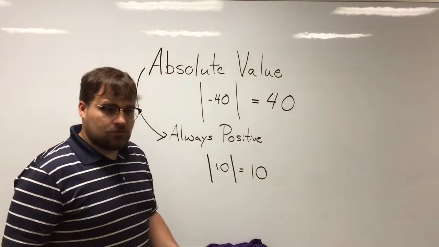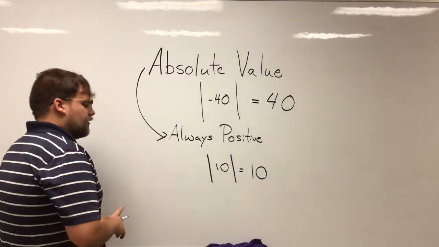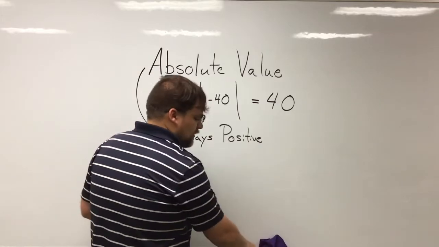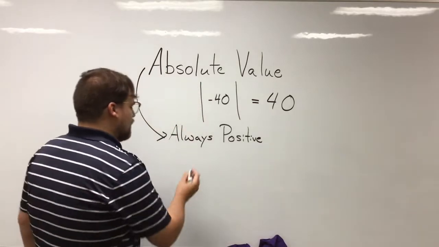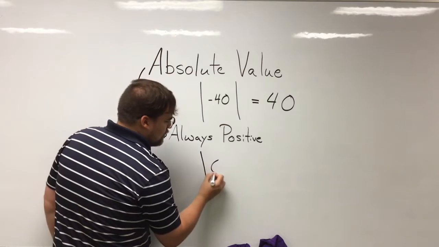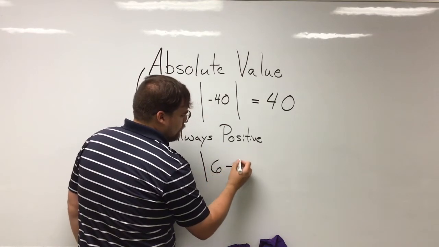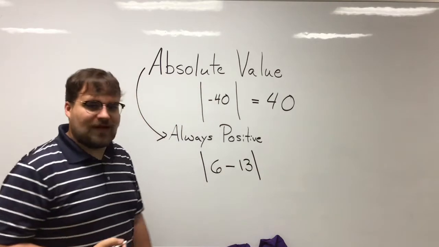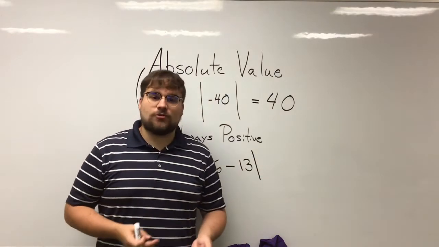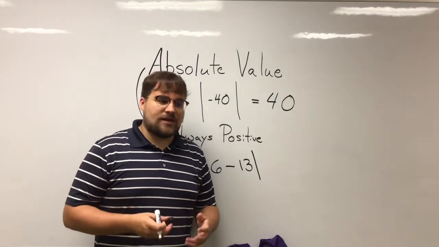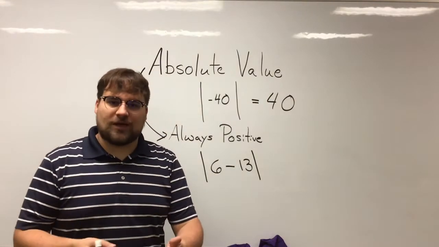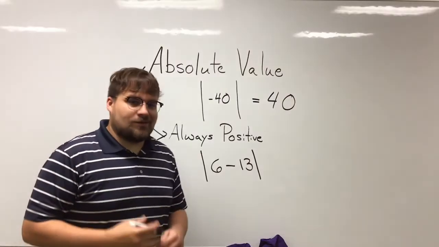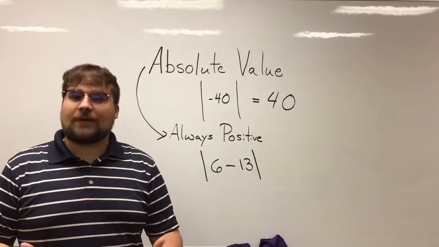It is possible, as we mentioned a little bit earlier in this video, to see an expression inside absolute value bars, something like this: 6 minus 13, all inside absolute value bars. Now in a situation like this, we would actually solve or evaluate that expression and then apply the absolute value bars. It's kind of like in an order of operations problem.